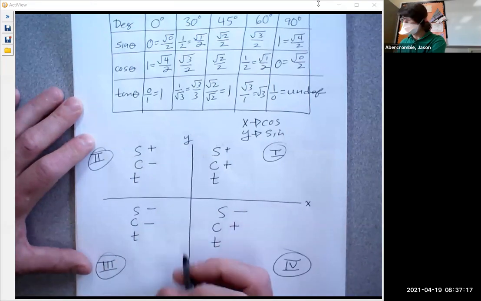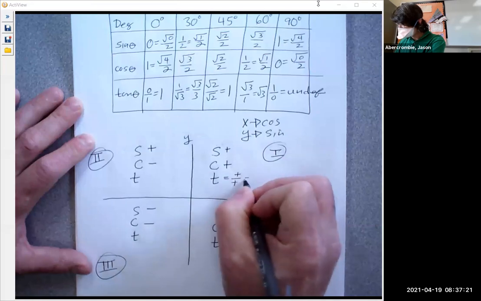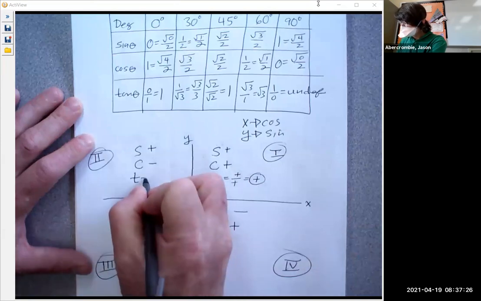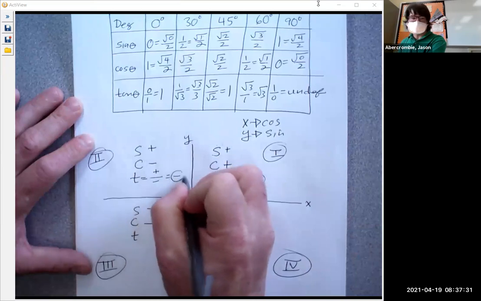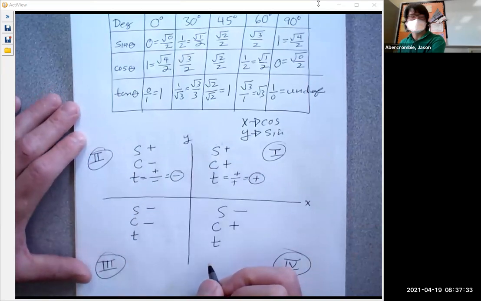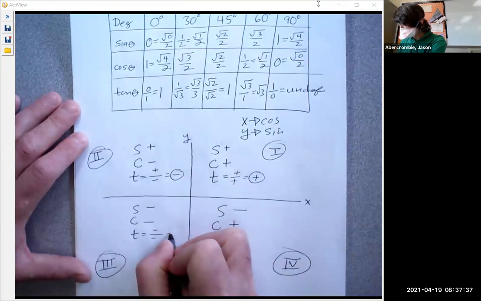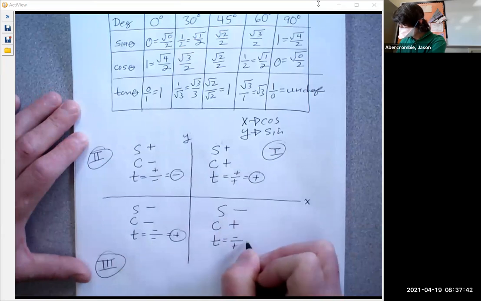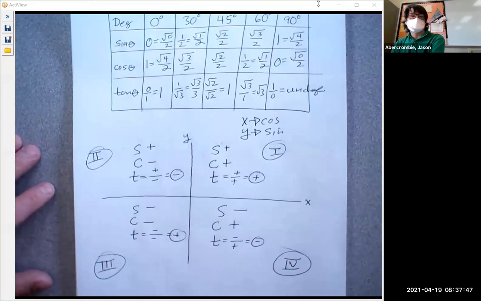And then last for tangent, tangent is equal to sine over cosine. So that's plus over plus, which is plus. Tangent here is plus over minus, which is negative. And then here, tangent is negative over negative, which actually makes a plus. And then this is negative over positive, which is negative. So that's my chart to kind of recall what is positive or negative when.